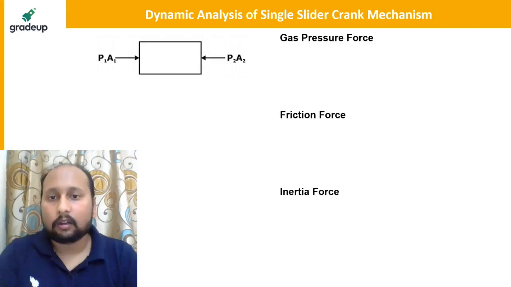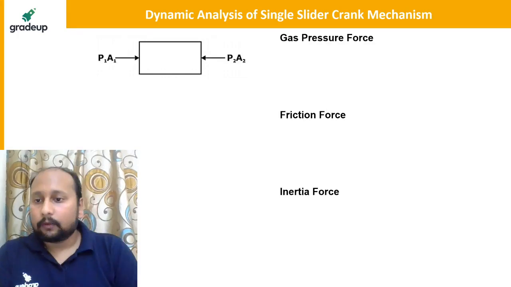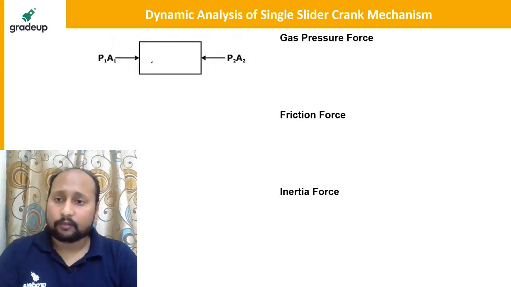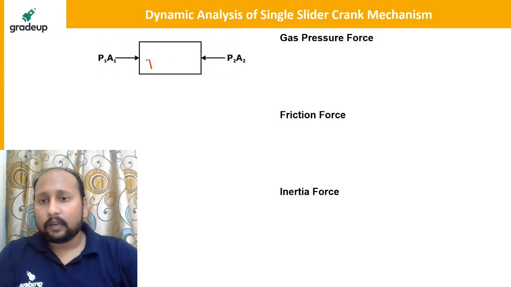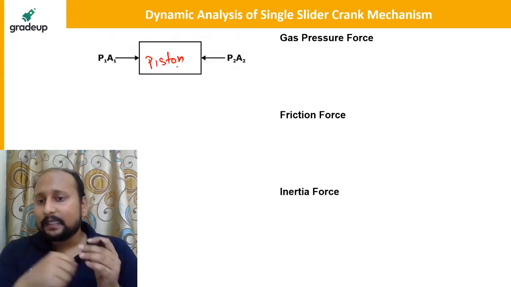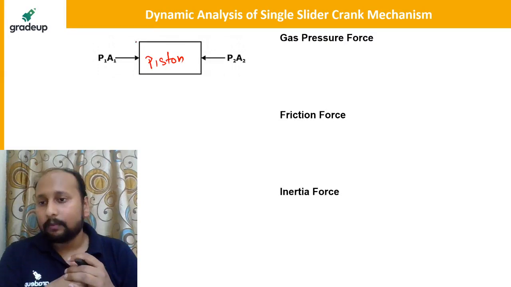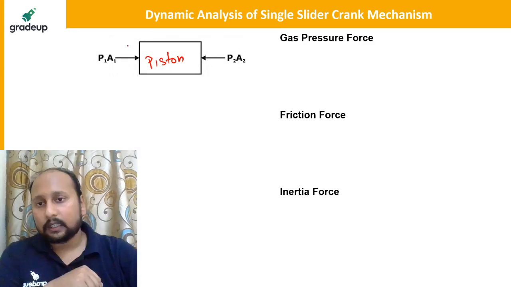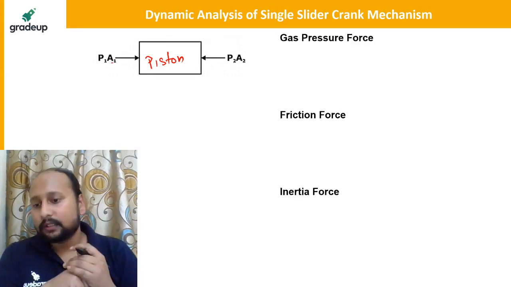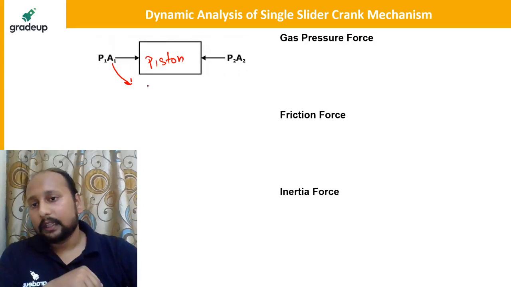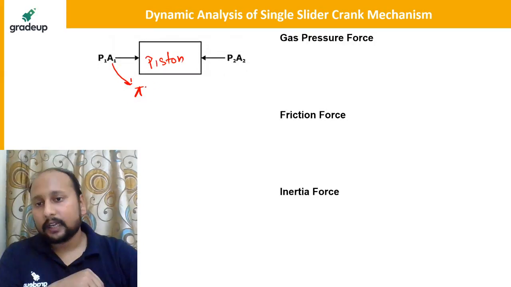Now let us understand one by one what is basically the gas pressure force. Let us suppose this is your piston. On both the sides we'll have pressure acting. Please tell me what will be area A1. If the piston diameter is capital D, then area A1 will be the cross section area, equal to pi D square by 4.